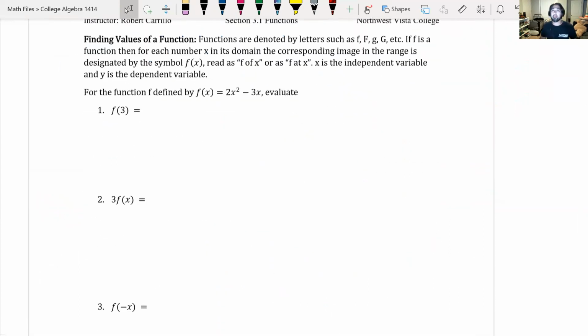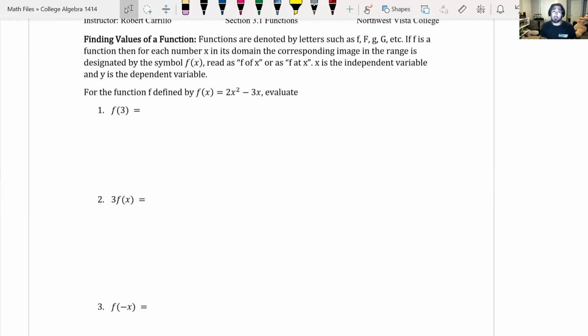All right, finding values of a function. This is essentially evaluating a function. Functions can be denoted by letters such as little f, capital F, lowercase g, capital G, etc. So you can name the function whatever letter you want to choose. If f is a function, then for each number x in its domain, the corresponding image in the range is designated by the symbol f of x or f at x. Remember that x is the independent variable and y is the dependent variable. So remember, y always depends on the input of x.